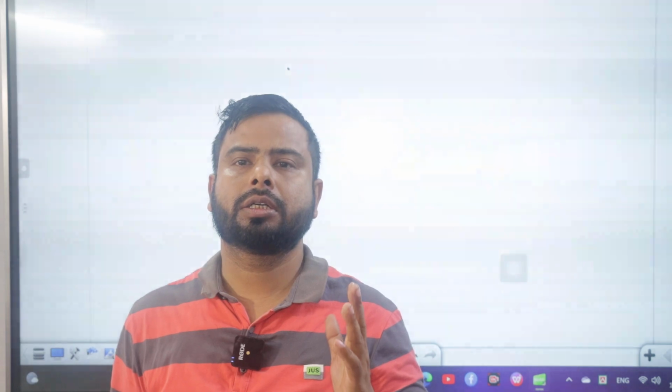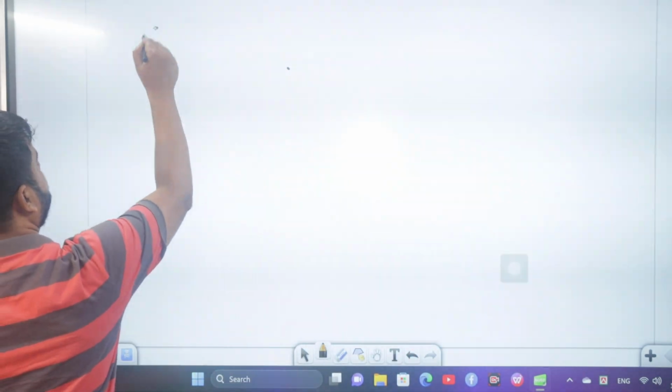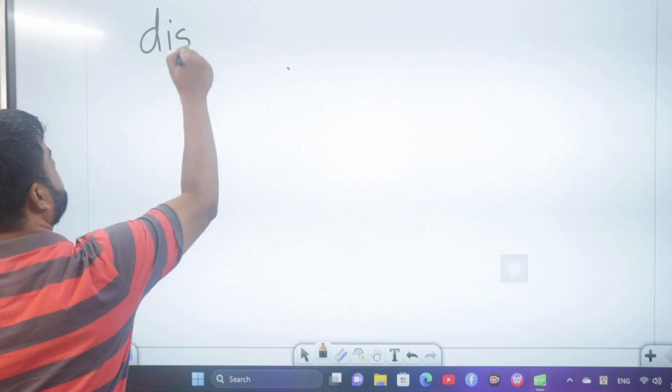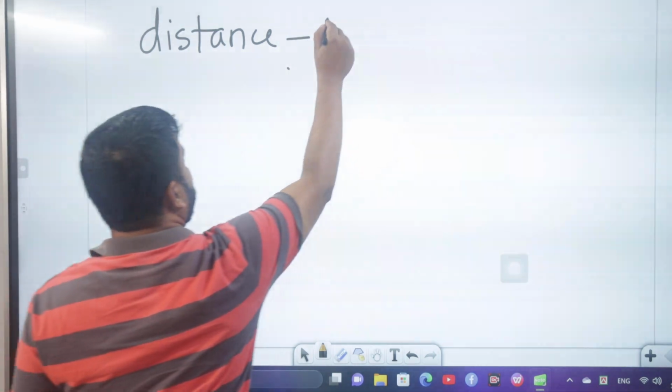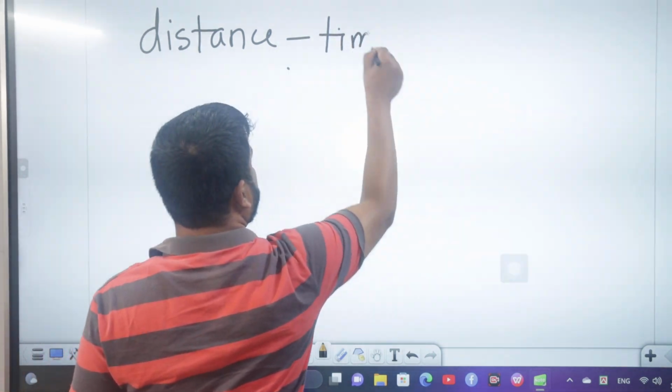Today I am going to discuss distance time graph and velocity time graph. First, distance time graph.